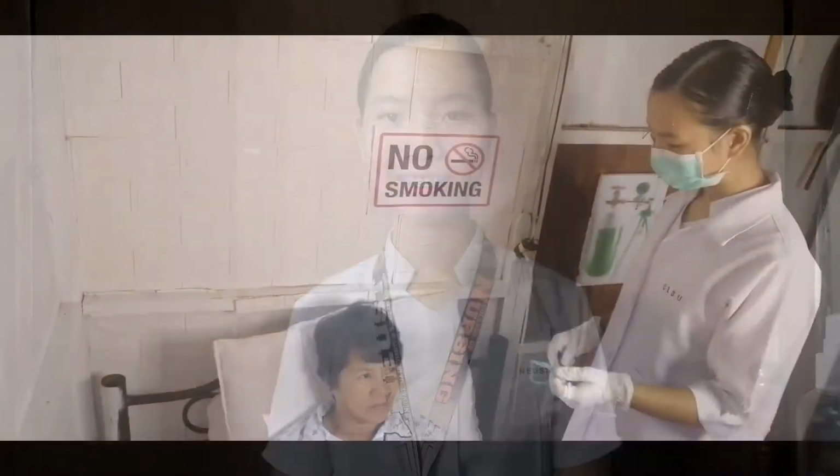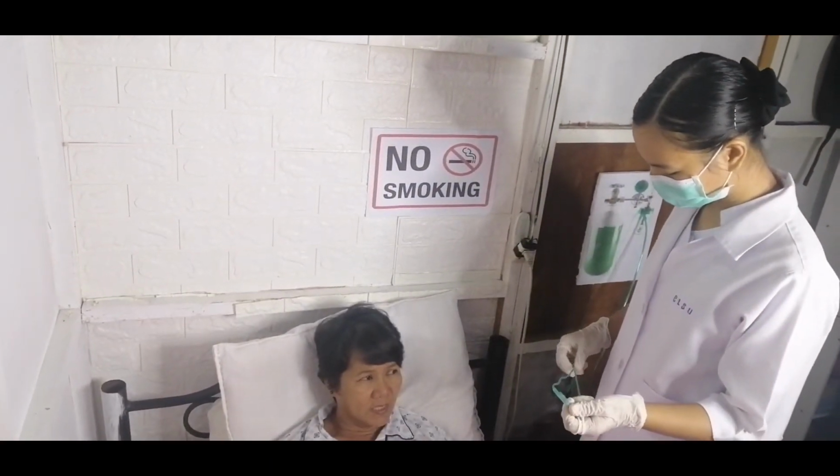Place prongs in patient's nostrils, then place tubing over and behind each ear with adjuster comfortably under the chin.